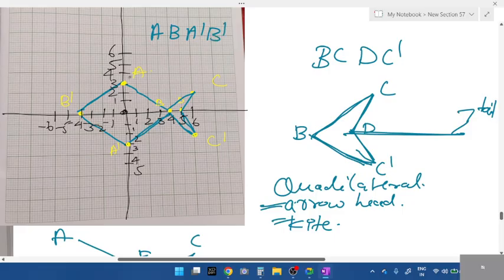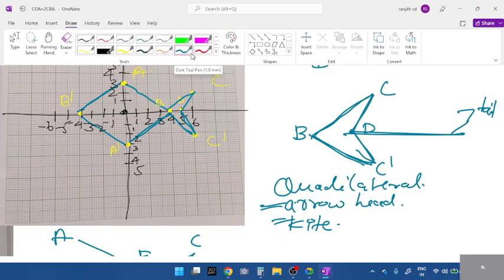What if they asked these 4 points, students: A, B, A dash, B dash? How do they look? A, B, A dash, B dash. Even that looks like a quadrilateral. Is it straight or slanting? It seems to be slanting. There's no 90 degrees, right?